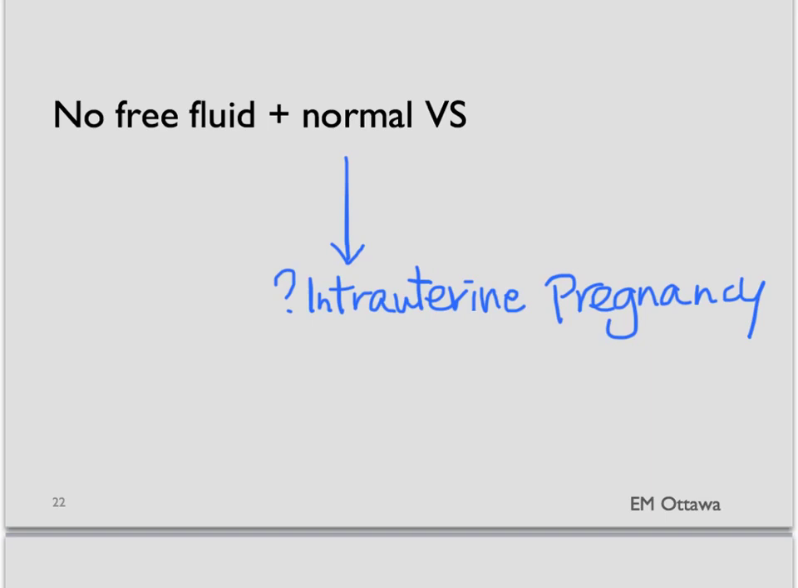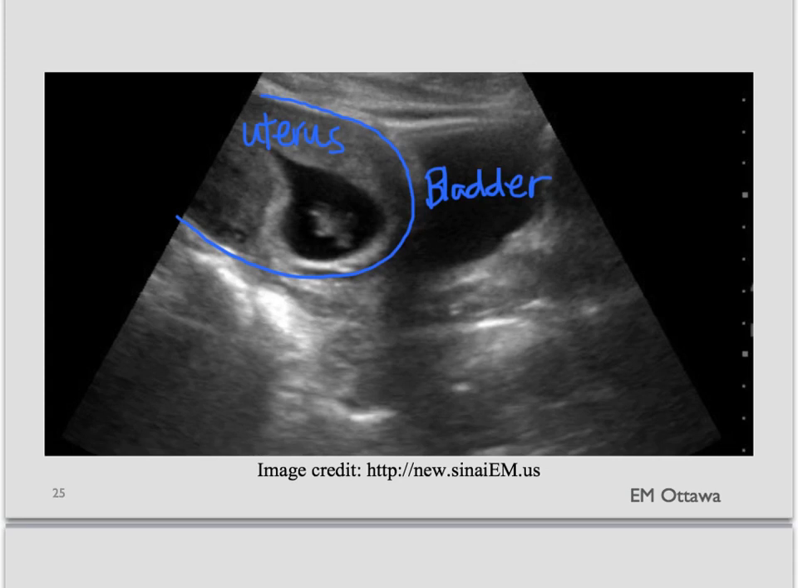Based on the result of this ultrasound, there can be 2 outcomes. Either there is an intrauterine pregnancy, or no intrauterine pregnancy is seen. Let's go through those. In this patient, we can see an intrauterine pregnancy in the uterus.